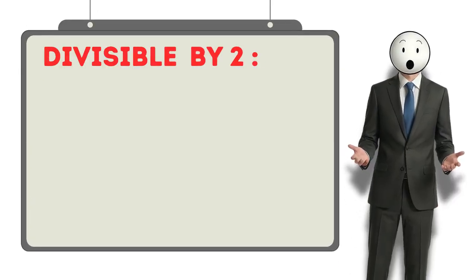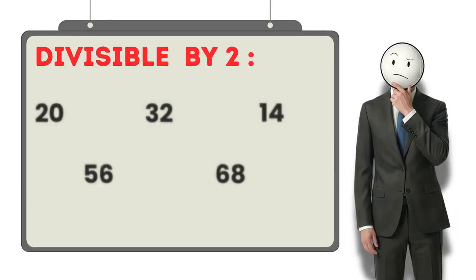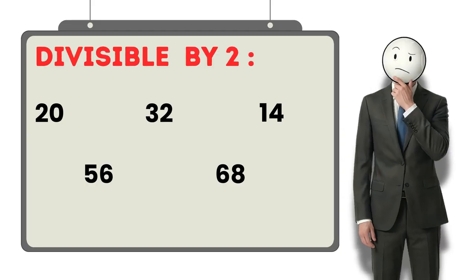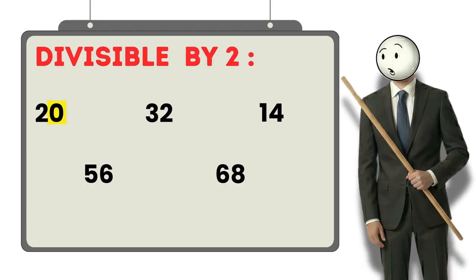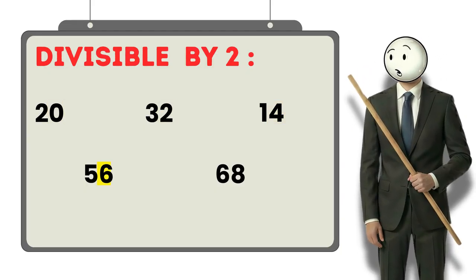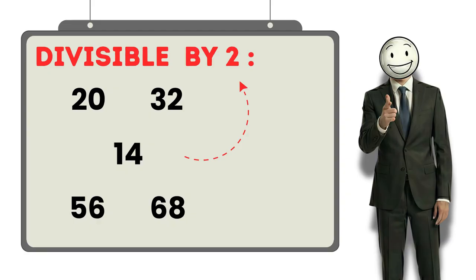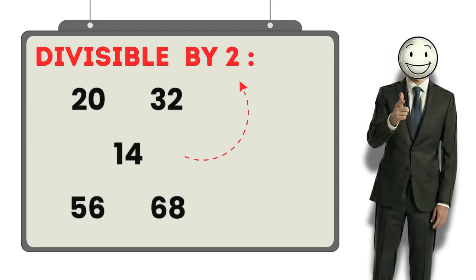Let's start with divisibility by 2. Any number whose last digit is an even digit will always be divisible by 2. So if the number ends with 0, 2, 4, 6, or 8, you can immediately say it is divisible by 2 without doing any calculation at all.